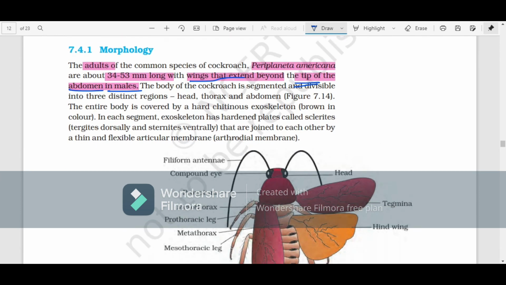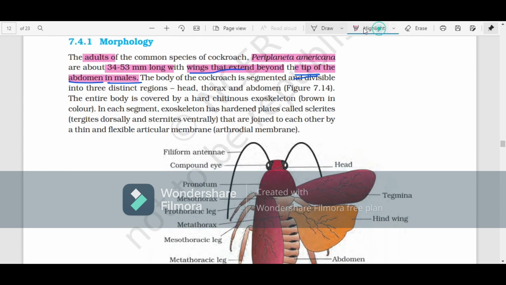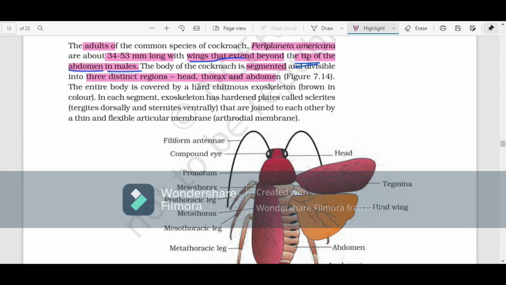Now the body is segmented. The segmentation is shown by which groups? It's shown by Annelida, Arthropoda, and Chordata. And the body is divisible into three distinct regions called the head, thorax, and abdomen. The entire body is covered by a hard chitinous exoskeleton, which is brown in color.